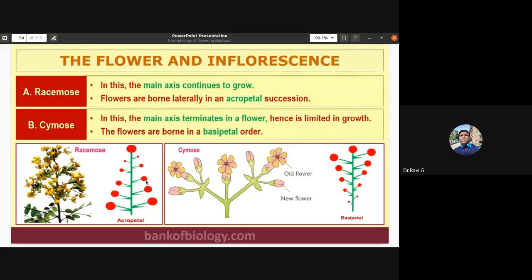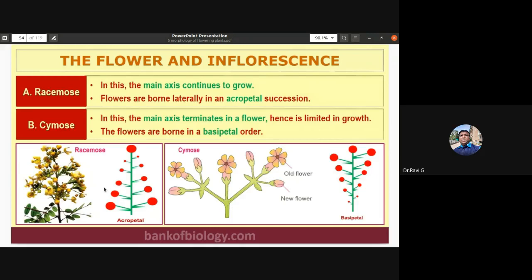So in the racemose inflorescence, the inflorescence axis continues to grow. So they are indefinite, and you find that the older flowers are found at the base and the younger flowers are found at the apex. So we call this type of arrangement of flowers as acropetal succession.